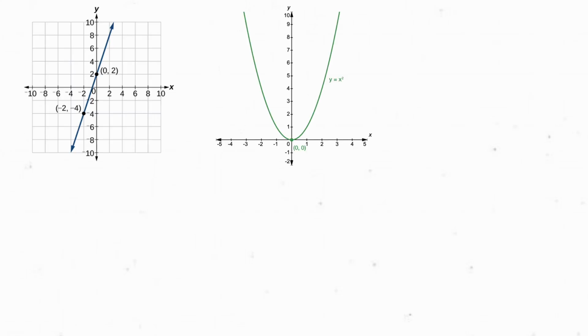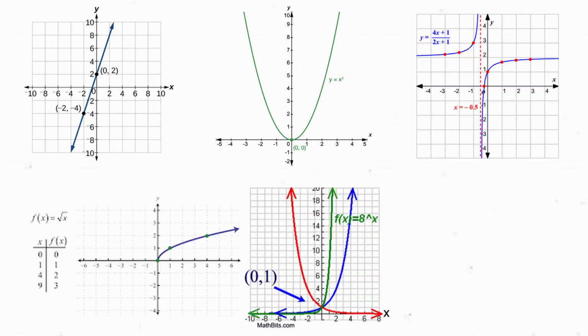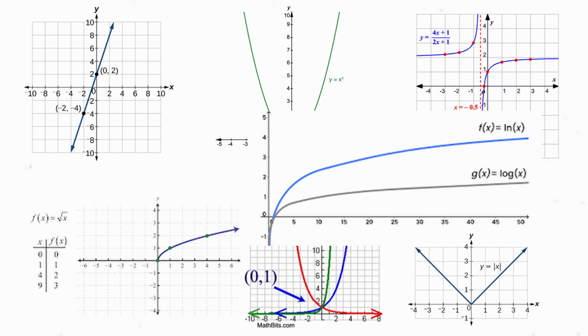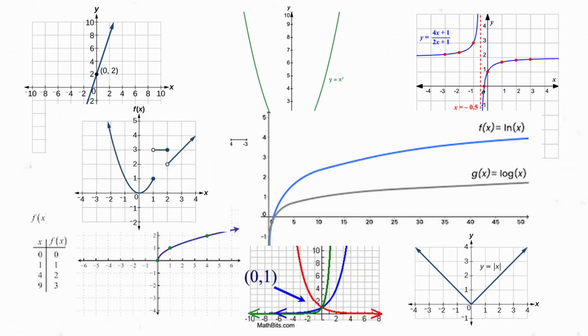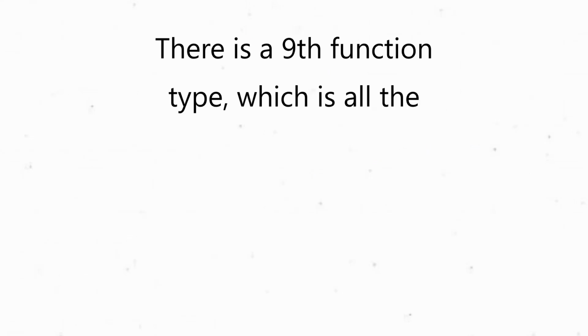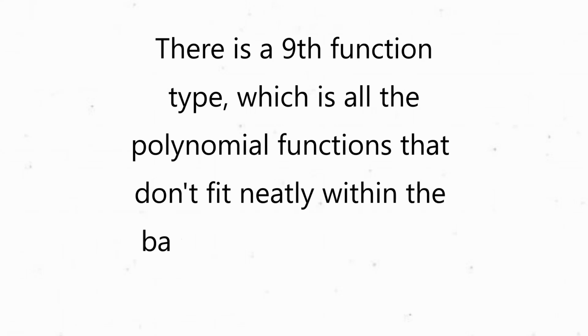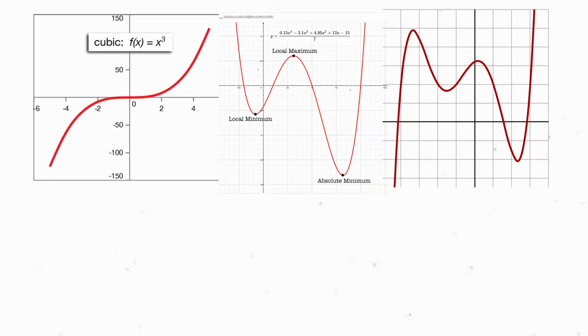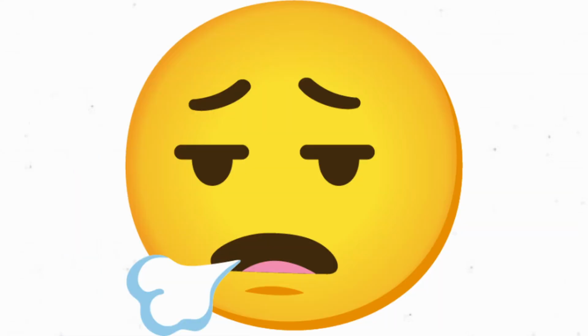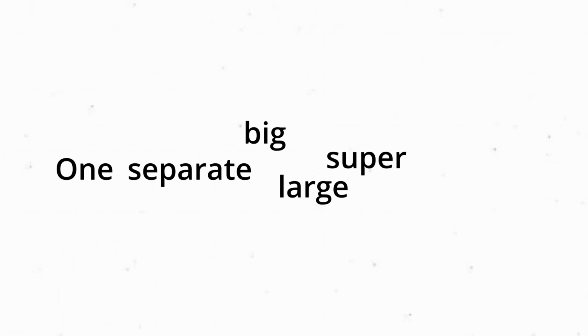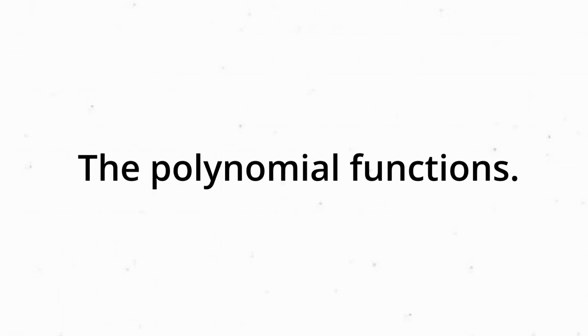Linear functions, quadratic functions, rational functions, radical functions, exponential functions, logarithmic functions, absolute value functions, and piecewise functions. There is a 9th function type, which is all the polynomial functions that don't fit neatly within the basic linear quadratic function category. Those are your cubic, quartic, quintic, sextic, septic, octic, and on and on. And now you see why mathematicians just lump all of these special functions into one separate, big, large, super, totally specific category, the polynomial functions.